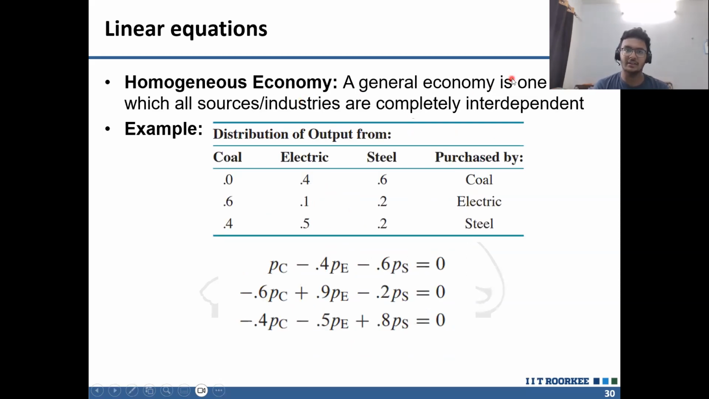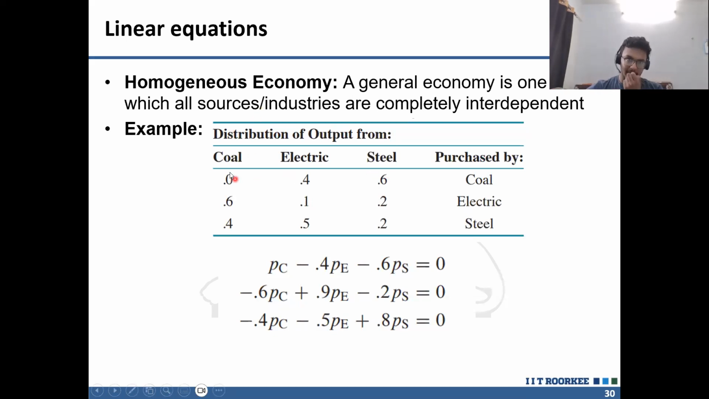Now we will look at a homogeneous economy. In general, a homogeneous economy is one in which sources and industries are completely interdependent. For example, here, what is produced by one industry is completely used by the other two. For example, the coal industry supplies the electric and steel industries and vice versa. So this is what we are considering, and in general, most economies are homogeneous when we study them.